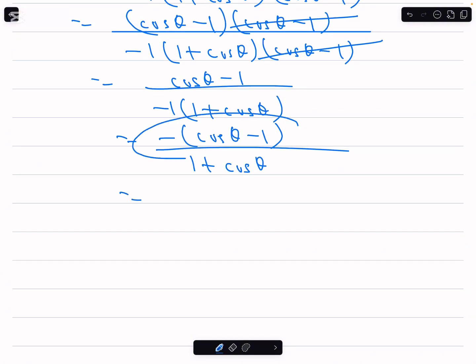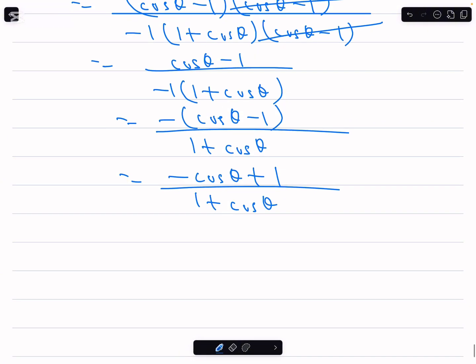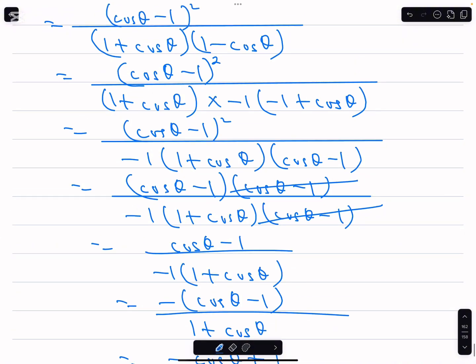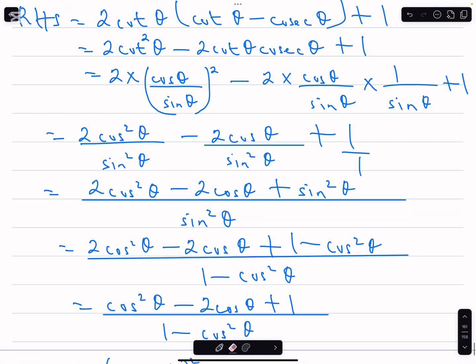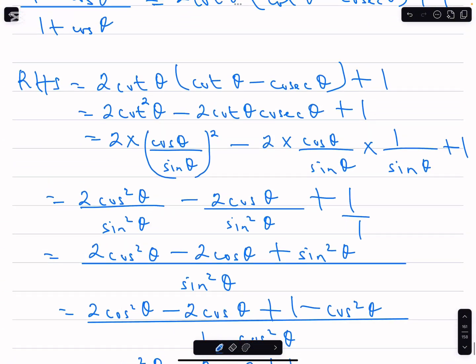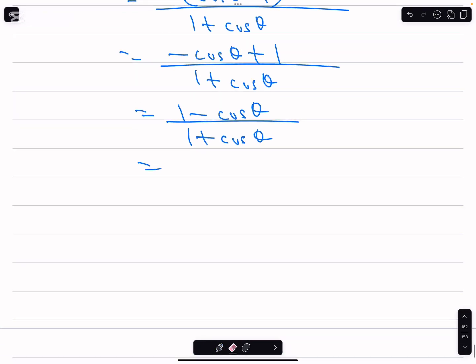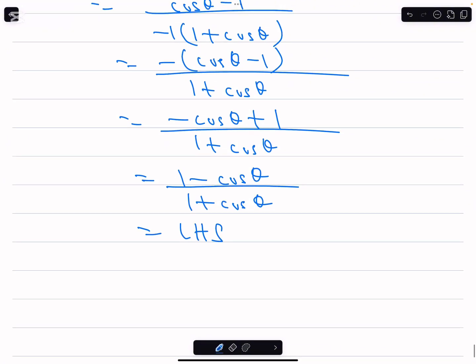which is simply the same as, if you open the brackets at the numerator, we're going to have 1 minus cos theta over 1 plus cos theta. And that's the same as, let me be sure, is that what the left hand side is? That's the same as the left hand side, 1 minus cos theta over 1 plus cos theta, which is equal to the left hand side. And that's the proof, very, very simply.